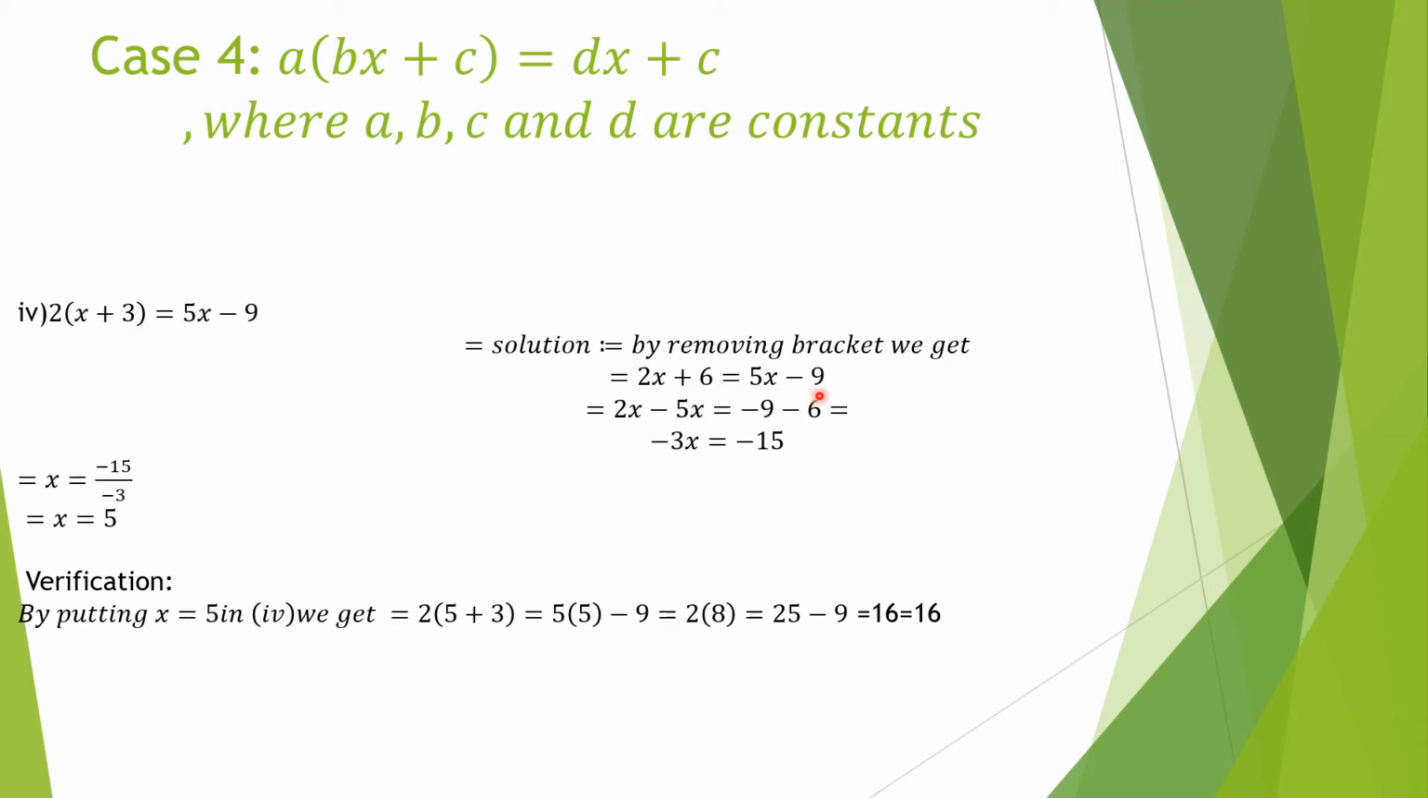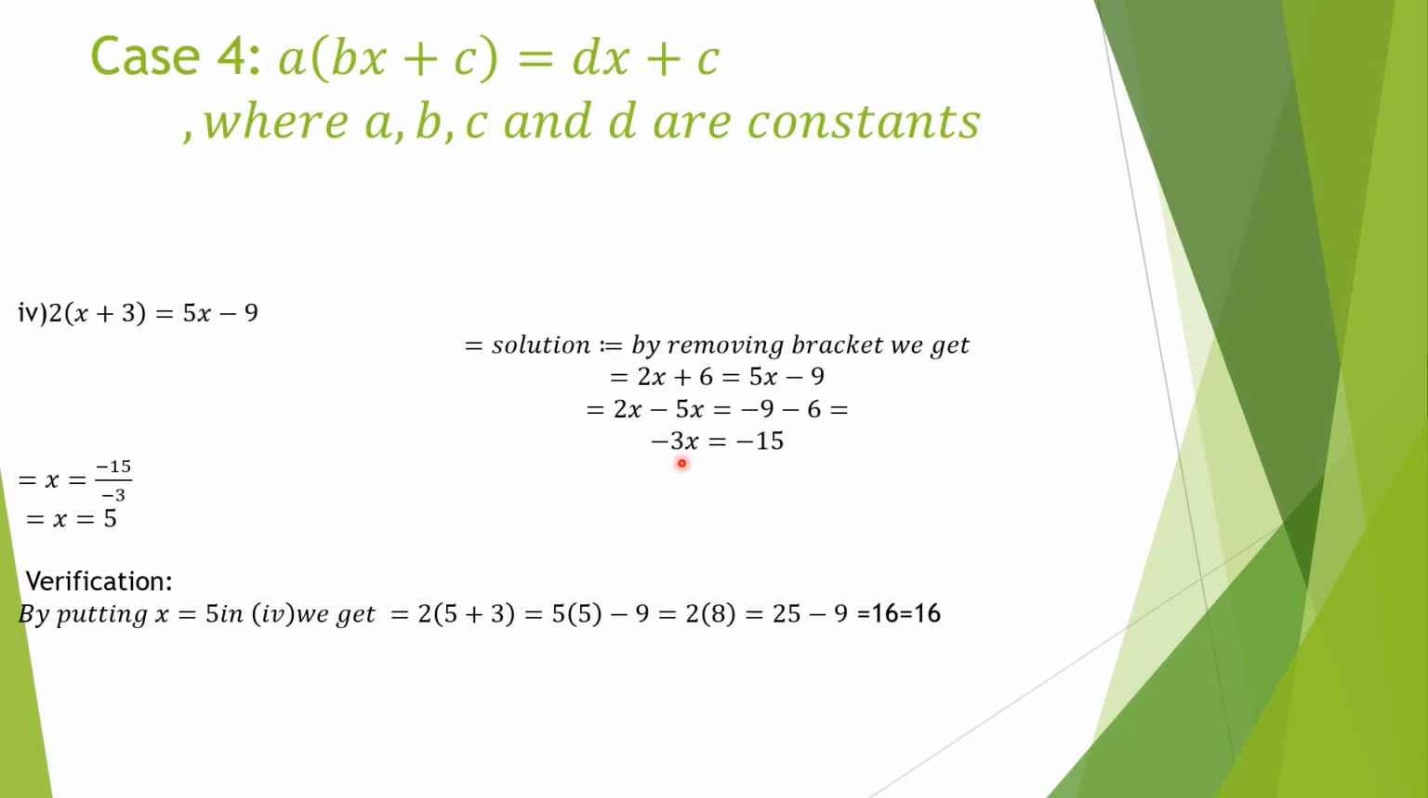By arranging the like terms, 5x is shifted to the left hand side. It changes into minus. 2x minus 5x is minus 3x. Two different signs will be subtracted and the sign will be of the greater term. The greater term is 5, so we write minus here. Minus 9 plus 6 is changed into minus by shifting to the right hand side. The signs are the same, so minus 9 minus 6 is minus 15.